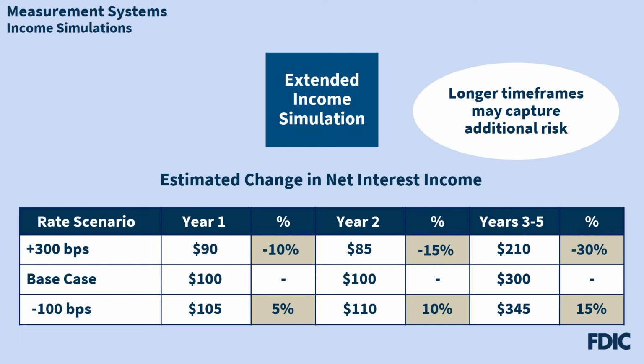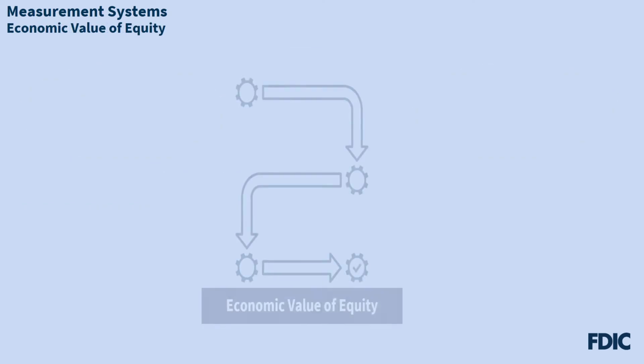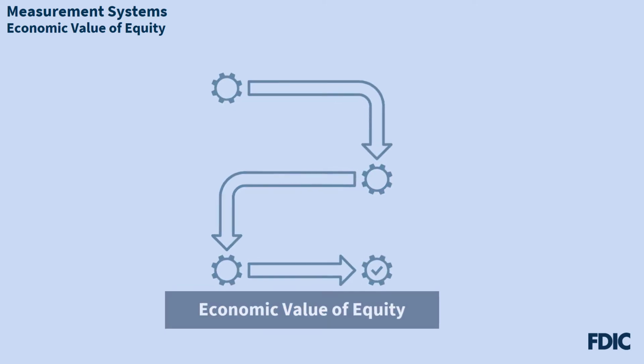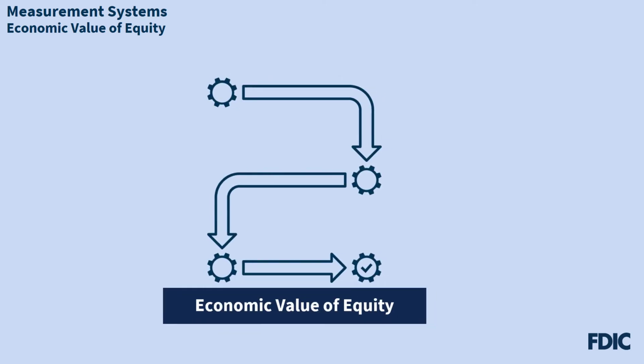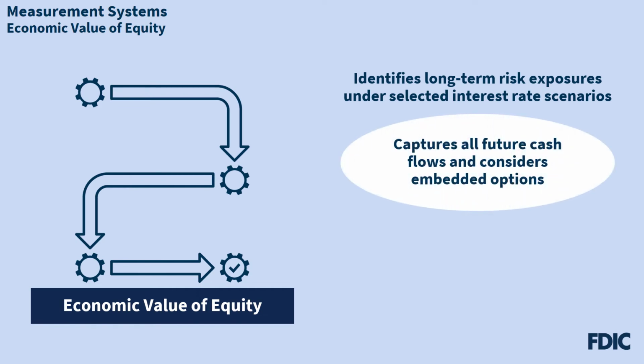Measuring both short-term and long-term interest rate risk exposures can help banks assess the full impact on earnings and capital. A well-managed interest rate risk framework will consider both earnings and capital perspectives. An EVE methodology is the most common long-term interest rate risk valuation model. EVE measures the degree to which the economic value of a bank's balance sheet changes under different interest rate scenarios. This approach provides a long-term view as it captures all future cash flows expected from existing assets, liabilities, and off-balance sheet items, and it can consider embedded options in the typical balance sheet.